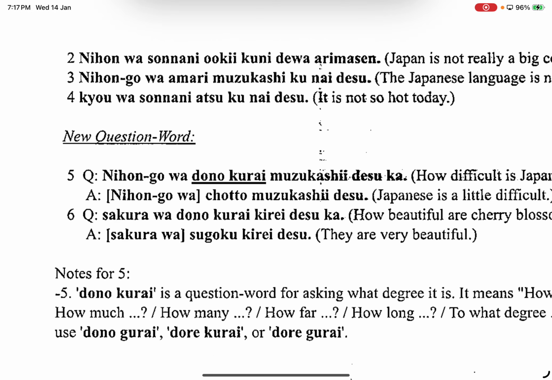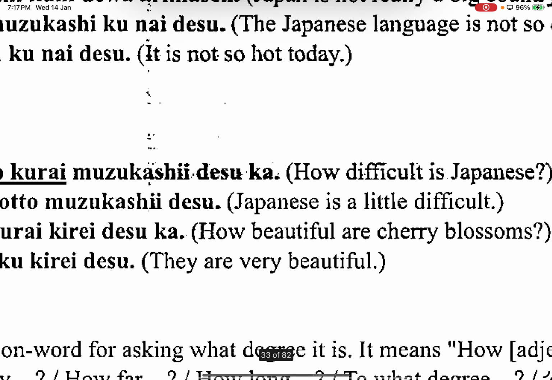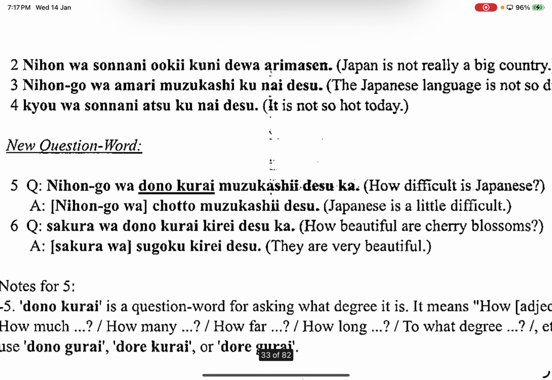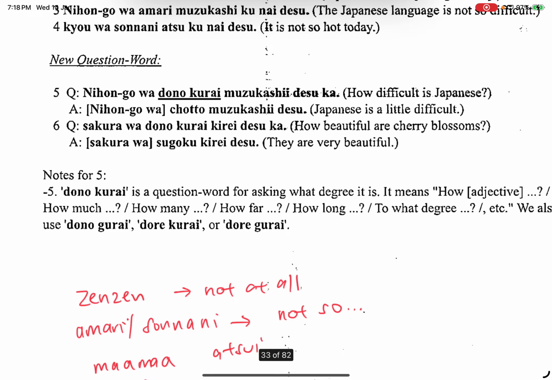Yeah, so to what extent, as in you can see, how difficult is Japanese. So that's why I say to what extent. So to what extent is Japanese difficult, something like that, right? So the translation is somewhat like to what extent is it difficult, to what extent is it cheap, right? But of course the translation can be even simpler, like how difficult, right? Okay.